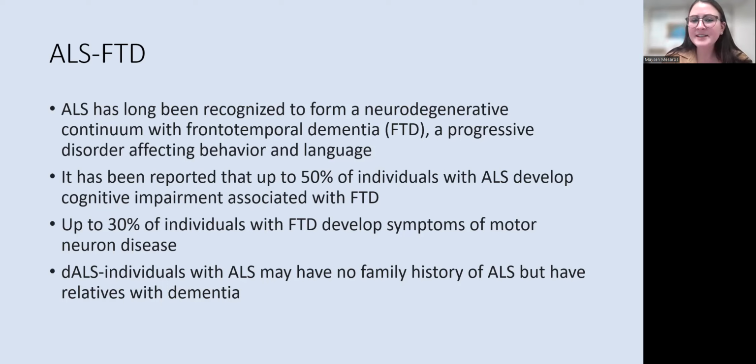And the reason I bring this up is because there are a couple of genes that can cause ALS in some people, FTD in other people, or both conditions simultaneously. And sometimes when you look at a family history, you might see ALS in one individual, dementia in another individual. And so that's why I mentioned this term DALS, which is referring to someone that has ALS. They might not necessarily have a family history of ALS, but they could have a family history of dementia, specifically frontotemporal. That's a flag that maybe there's a hereditary connection there.